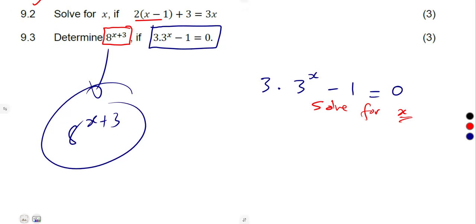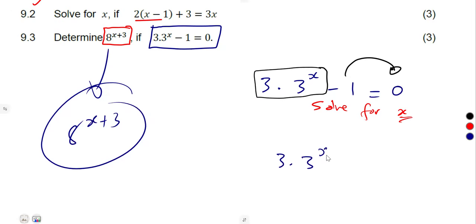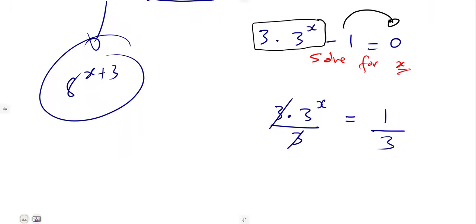All right. This is an exponential equation. 3 times 3 to the exponent of x. So we can choose to take the minus 1 to the other side. As we can see, it has nothing to do with this part. So it is 3 times 3 to the exponent of x equal to what? The negative 1 to the other side is going to be positive. 3 is multiplying 3 to the exponent of x. So get rid of the 3 by dividing by that one. This is going to be 3 to the exponent of x, which is equal to 1 over 3.